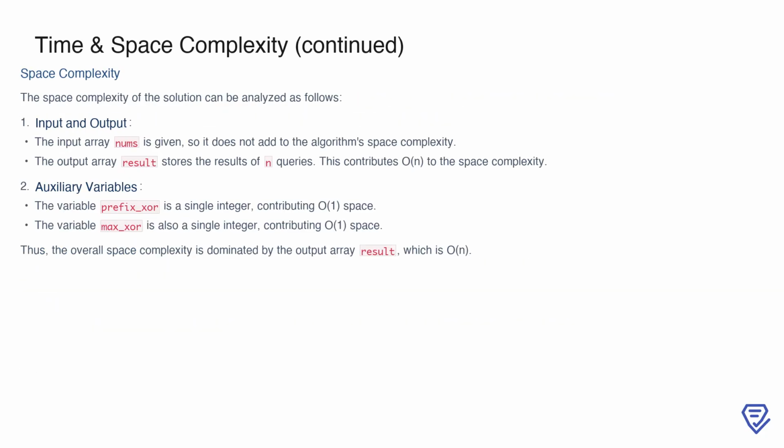Now let's evaluate the space complexity of the solution. The input array nums is given, so it doesn't add to the algorithm's space requirements. The output array result, however, stores the results of all n queries, contributing O(n) to the space complexity. As for auxiliary variables, we use prefix_XOR and max_XOR, which are both single integers. These only require O(1) space each. Therefore, the overall space complexity is dominated by the output array, resulting in a space complexity of O(n).